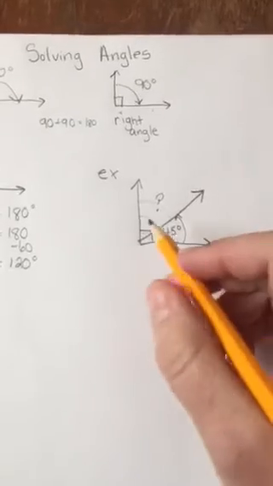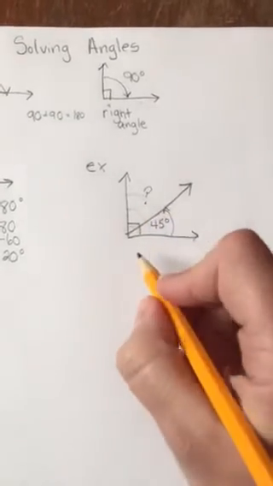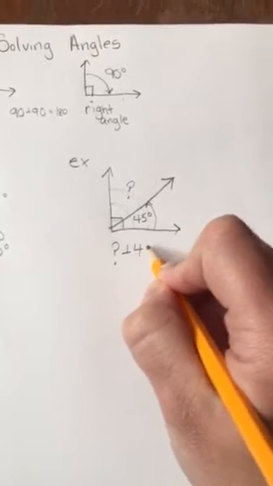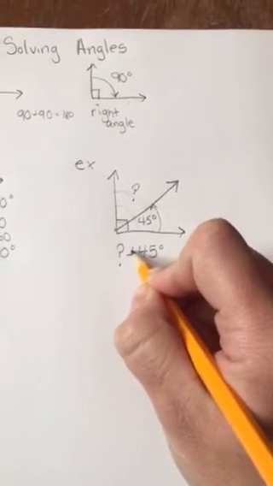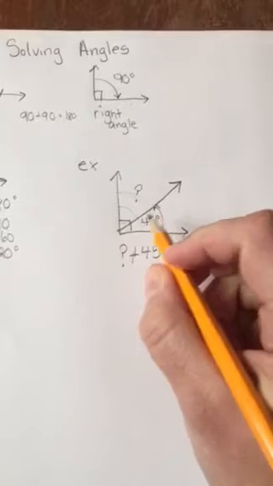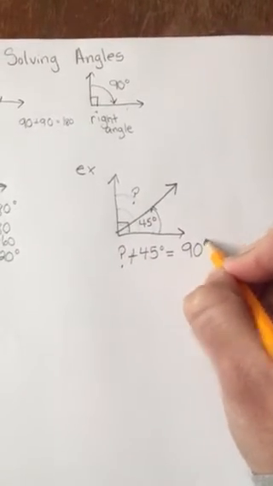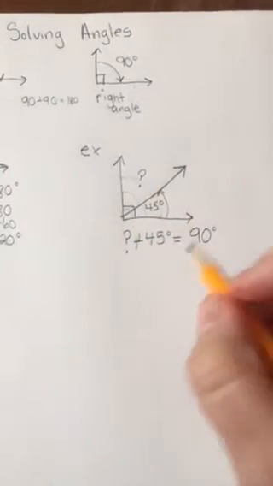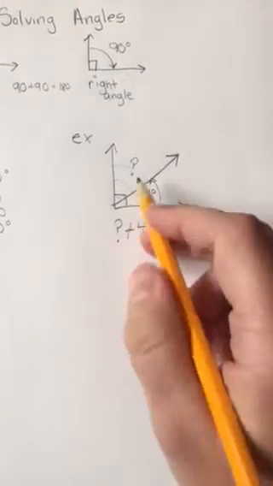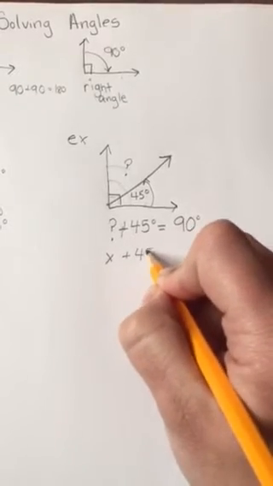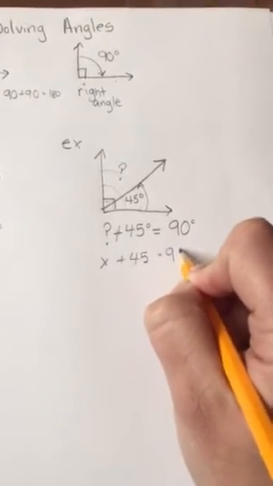So in order to find out what this unknown angle is, we're going to say question mark plus 45 degrees, because I know if I added those two together, it'll give me a right angle, which is 90 degrees. So let's put in a variable for the question mark. We'll say x plus 45 equals 90.